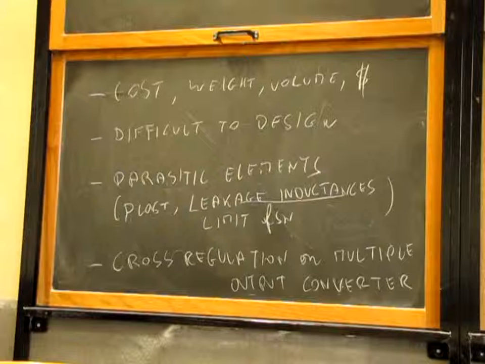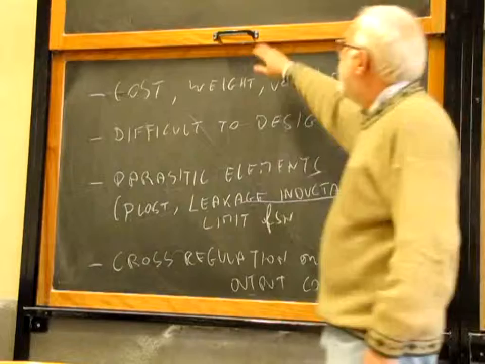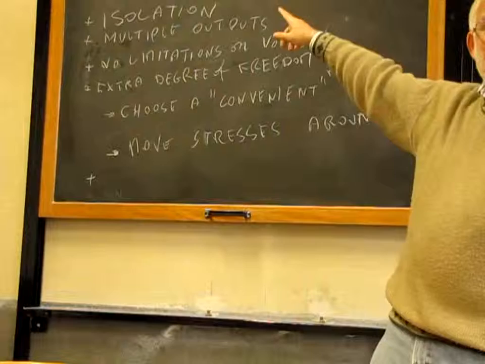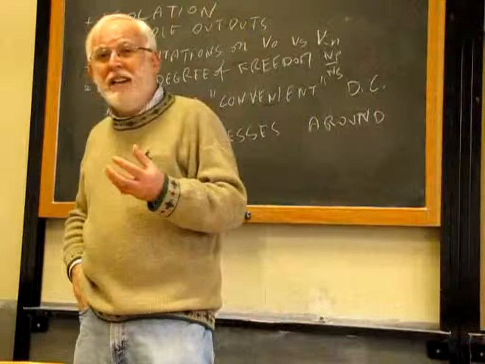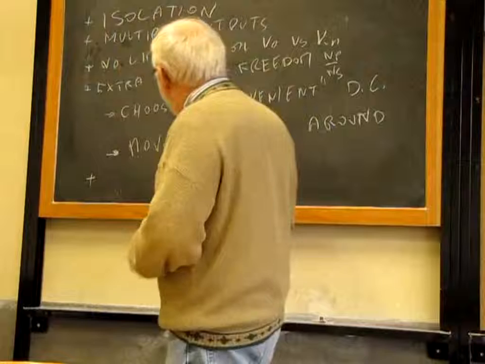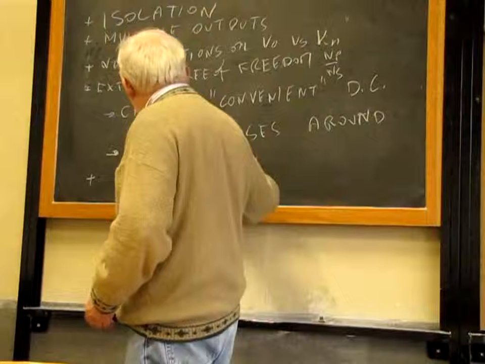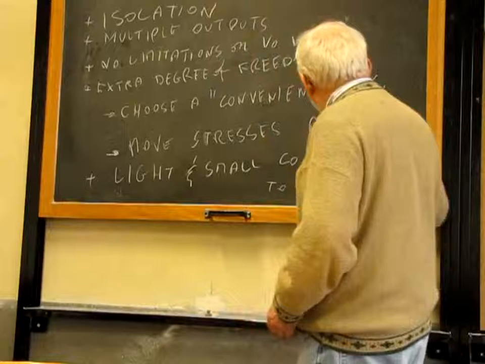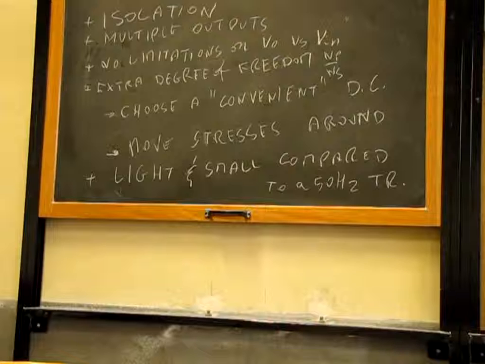Okay? Oh, I forgot one important plus, one important advantage of it. The advantage is that, being a high frequency transformer, it has a mass and weight that is far less than a corresponding power transformer at 50 Hz. It is light and small compared to 50 hertz. That is important. A transformer like this, which could weigh less than 1 kilogram, can handle 2 kilowatts. If you have to handle 2 kilowatts with a 50 hertz transformer, you have something that weighs about 20 kilograms.